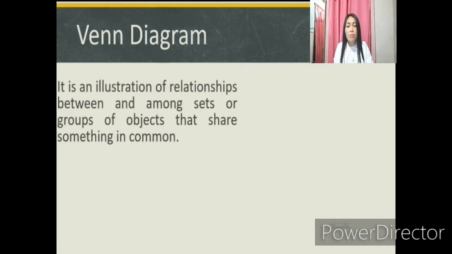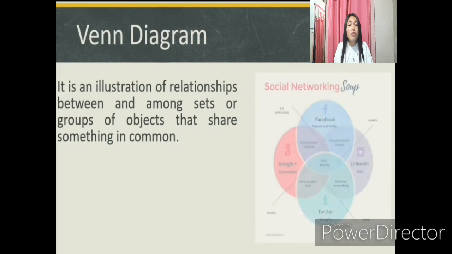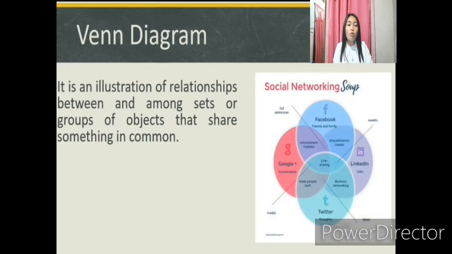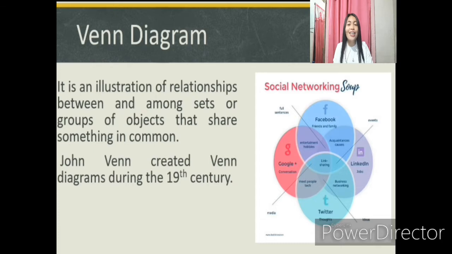Next, let us discuss the Venn diagram. A Venn diagram is an illustration of relationships between and among sets or groups of objects that share something in common. As you can see in the drawing, you have four Venn diagrams showing the intersection of the different social networking groups. It was created by John Venn during the 19th century.